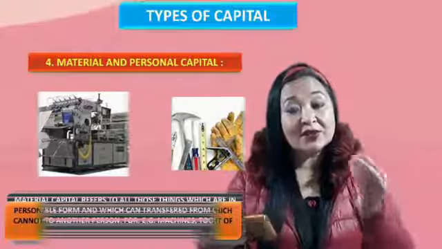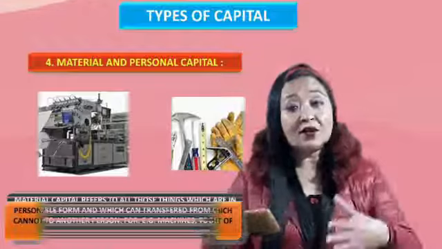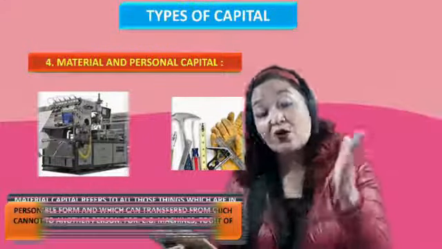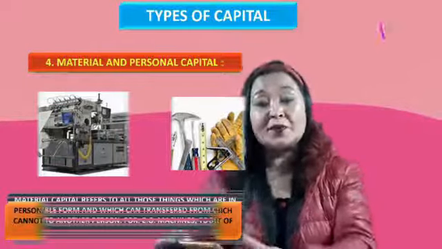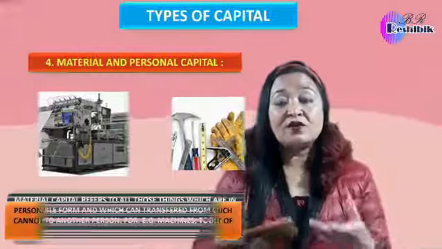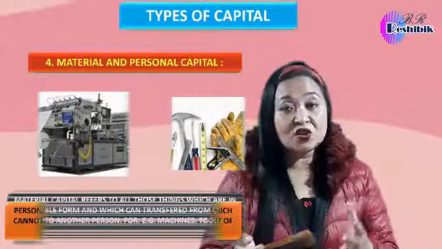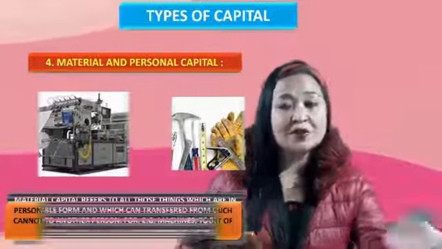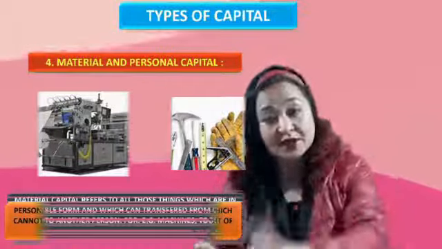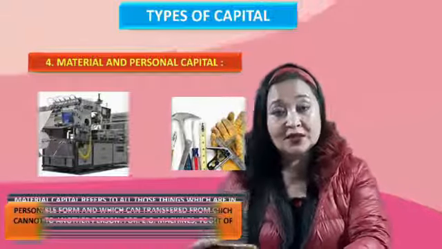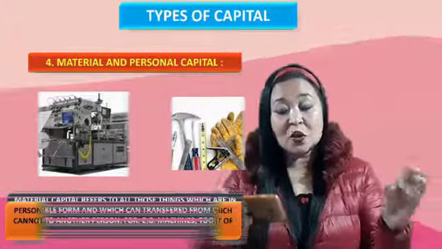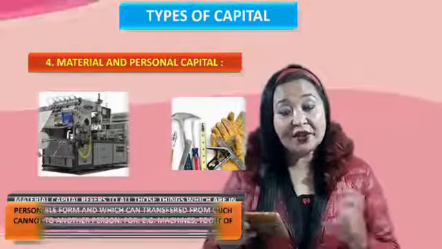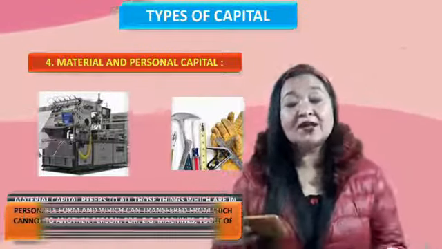So those things are called material capital, which are tangible in form and can be transferred from one place to another, or from one person to another person. Like in the factory, you make use of tools and machines. These tools and machines can be transferred from one person to another person. One person is using, next time another person can use it, isn't it? Those are all tangible items. So such kind of capitals are called material capital.